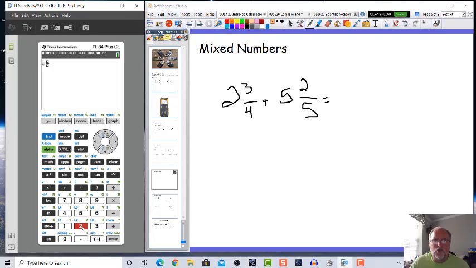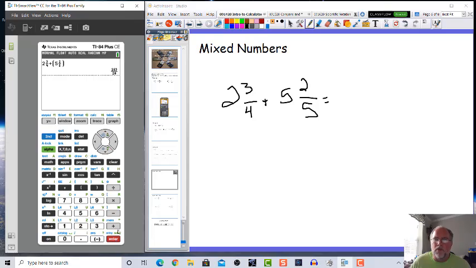So I'm going to type in 2, okay, and then I'm going to hit the right arrow key, and it will take me to the numerator. Then we'll take the 3, and then right arrow, and then the 4, and then right arrow, and now it's ready for my sign in the middle, plus. And then I'm going to go do that again. Math, back arrow, 2, and I get another fraction form. 5, right arrow, 2, right arrow, 5, right arrow. Now, if I hit enter right here, what it's going to do is it's going to give me an answer as an improper fraction.